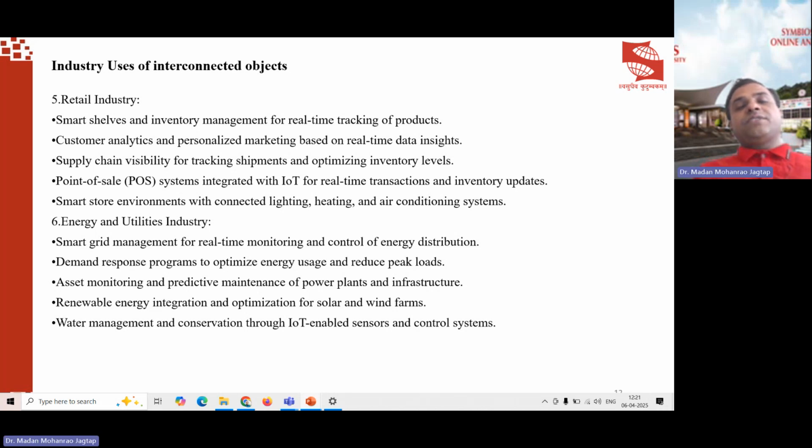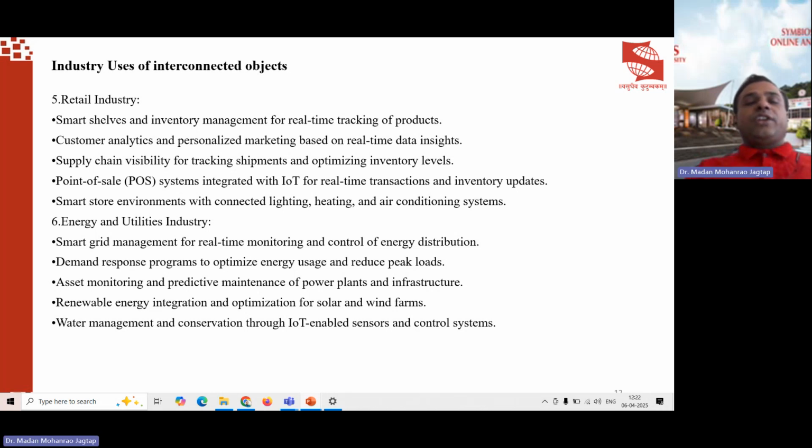Then supply chain visibility. We can check the supply chain for tracking shipments and optimizing inventory levels. We can track shipments. We can optimize inventory levels. Point of sale system integrated with IoT for real-time transaction and inventory updates. So we can find a point of sale system. We can integrate it with the Internet of Things for real-time transaction and inventory updates.